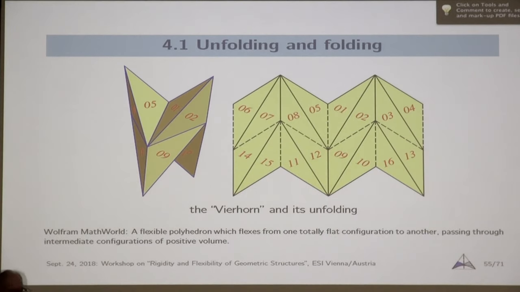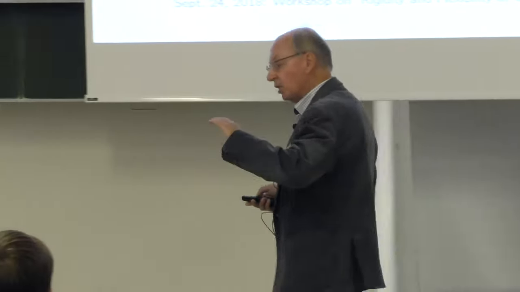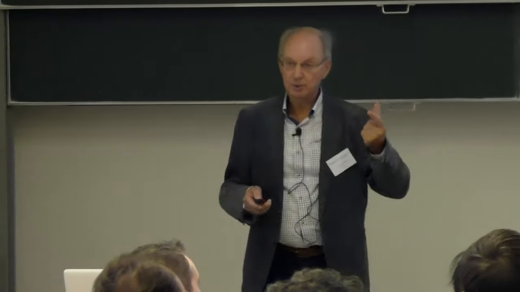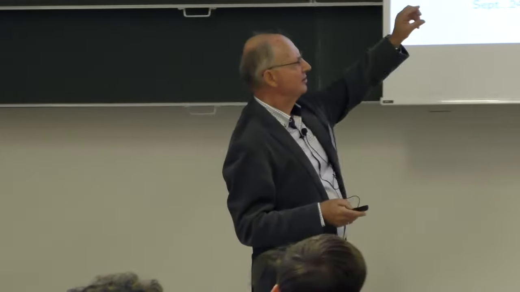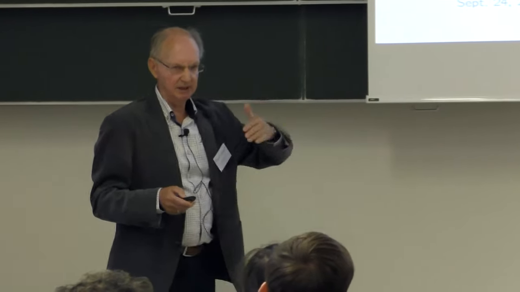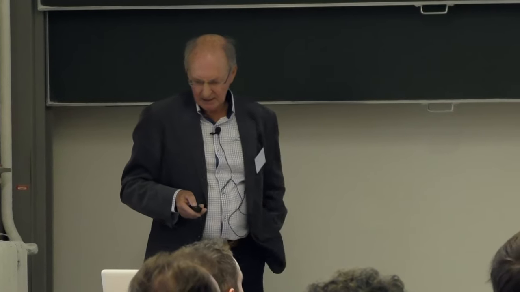This shows the development. And for a long time, we could see at Wolfram MathWorld that this is a flexible polyhedron, but a few years ago, this had been corrected. It admits two or three poses, and one of the poses is also infinitesimally flexible. And this gives the impression that it's really flexible.